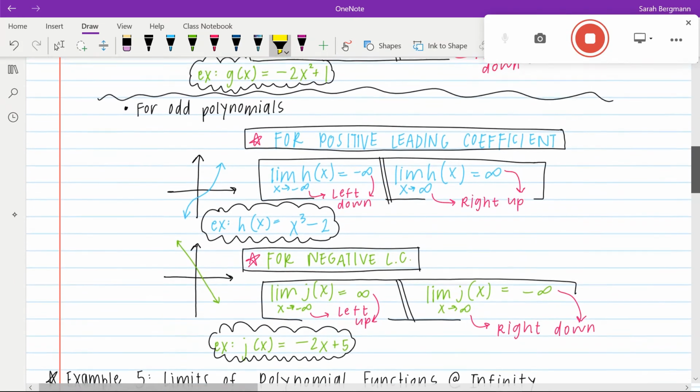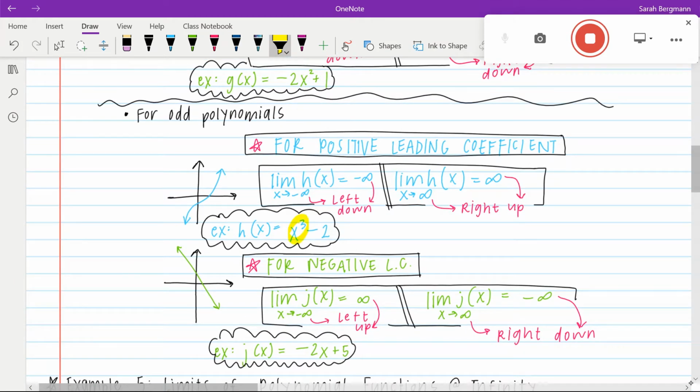Next, let's talk about odd polynomials. So this is like x cubed, or wherever the highest power is an odd number. If the leading coefficient is positive, then that means the left end will be going down and the right end will be going up. So this will always be your two limits to describe the end behavior.